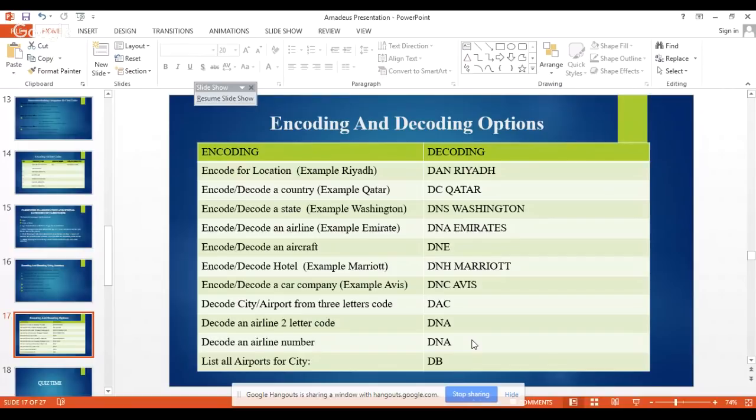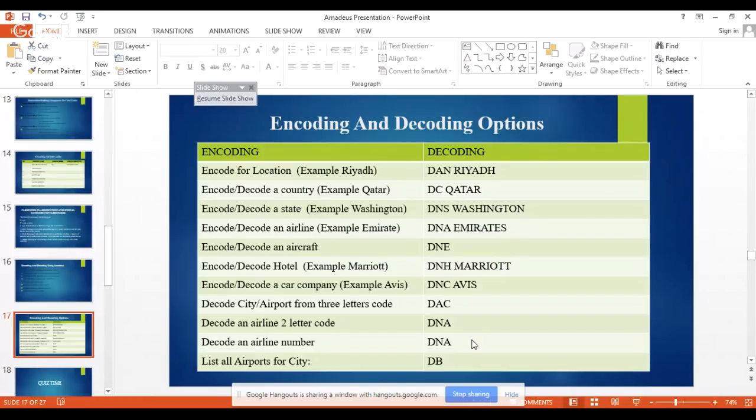Now, encode and decode an aircraft. It's also just typing in DNE, that is Delta November Echo. Then type aircraft there. It will give you the aircraft. It will tell you the aircraft name, and it will give you the codes and everything.